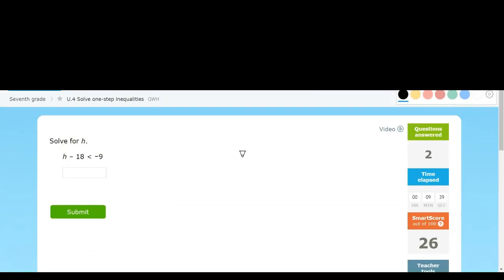Let's do another one together. Remember what this symbol means? It's the less than symbol. So you would read this as h minus 18 is less than negative 9. What are we doing to the h? Well, we're subtracting 18. What's the opposite of subtracting by 18? Well, it's adding 18. So we're going to do the opposite, which is adding 18 to both sides of our inequality here.